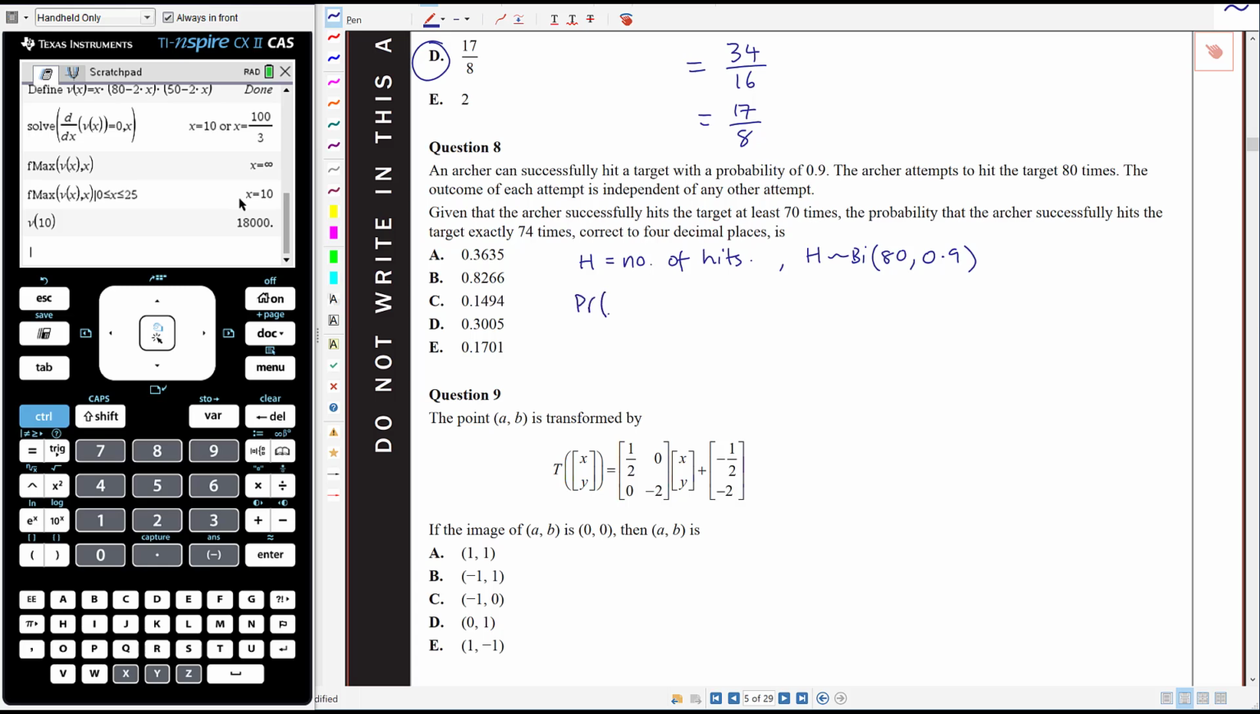We want the probability that H is equal to 74, given that H is bigger than or equal to 70. So given that he hits the target at least 70 times, what's the probability he hits it exactly 74 times? So we need the intersection of those two things. So if he hits it exactly 74 times and at least 70 times, that's just exactly 74 times, over the second thing in the conditional probability, which is H greater than or equal to 70.